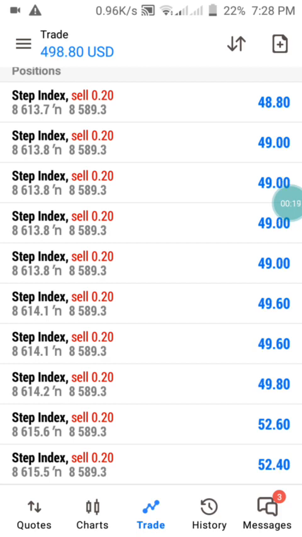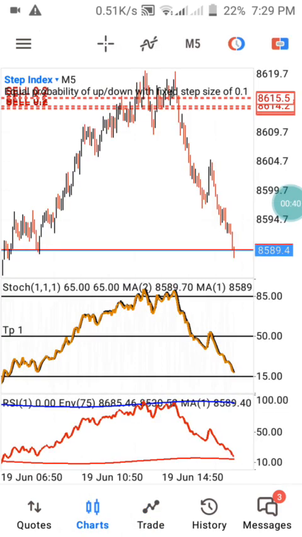So guys, today I'm back with another strategy on step index. Don't worry, I'm going to provide you these settings for free. What you just need to do is watch this video to the end, and I'm going to show you how this particular strategy works and how you can keep on making a lot of dollars trading step index. So guys, these are the charts.